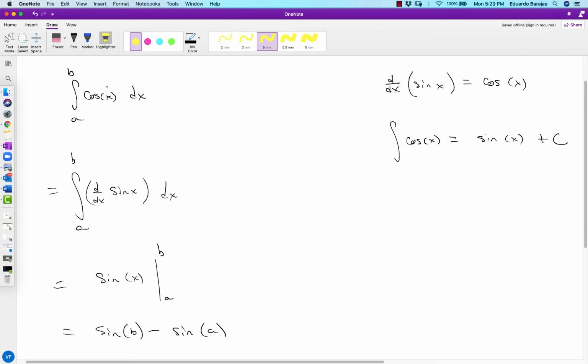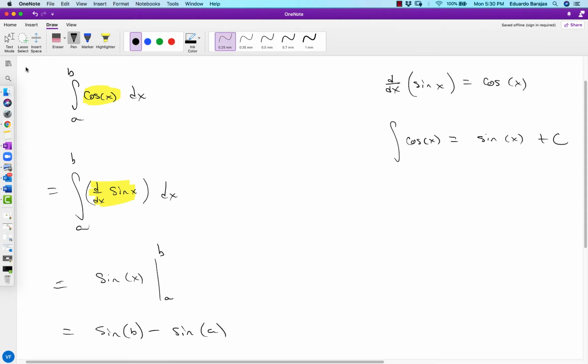And really the hard part is knowing that the cosine of x can be rewritten as the derivative of sine x, right? That's the antiderivative. For some of the more straightforward ones, we can just refer back to our chapter 3 work with derivatives, so we can go backwards and figure out what that function would be. But not every integral can be solved that way.